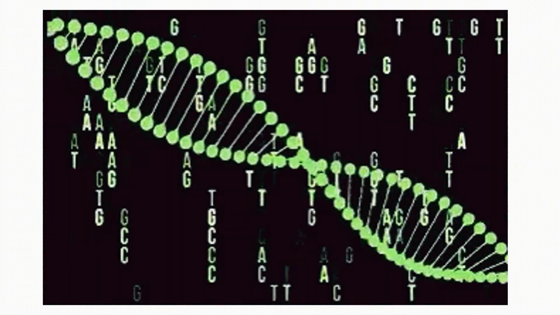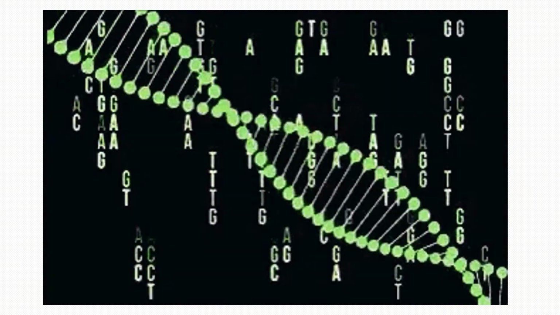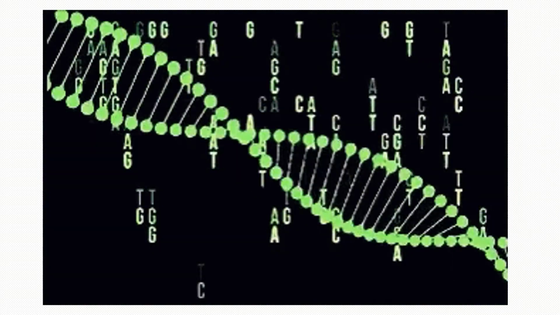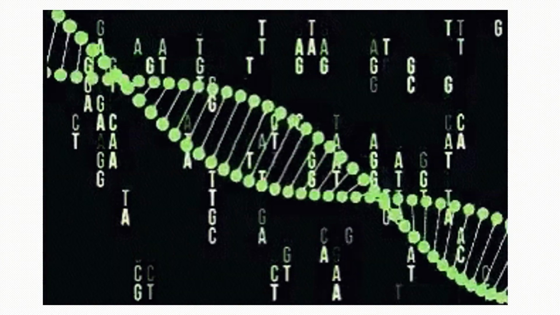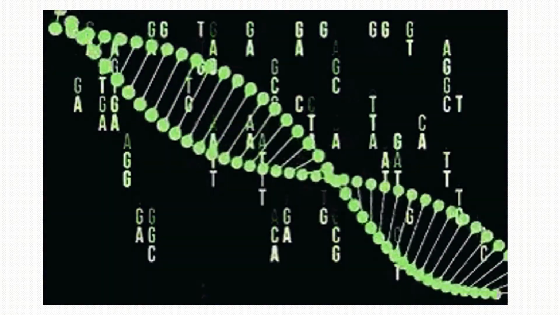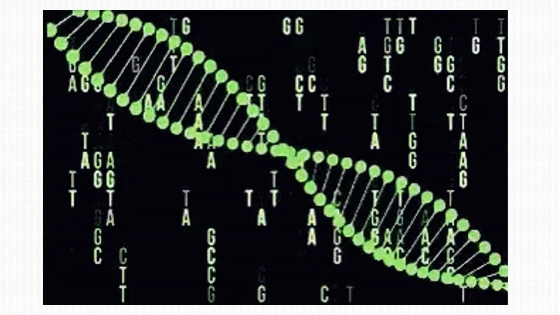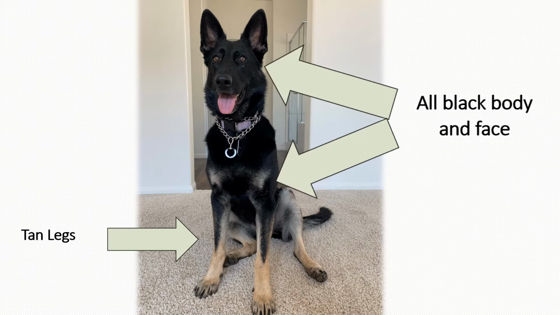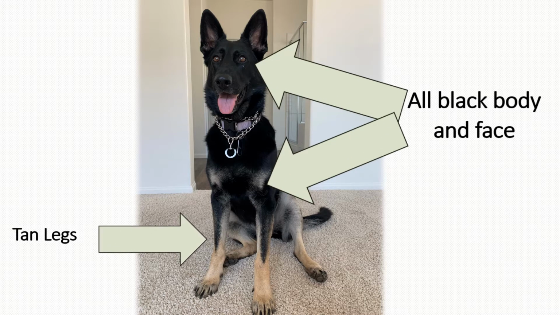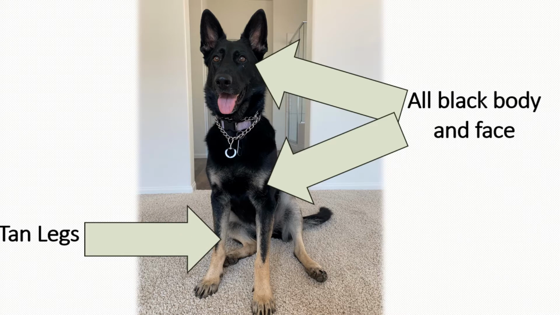Now, our genes are found encoded in our DNA, and they're like little instruction manuals that tell us all kinds of things about our body. And in this case, they will tell Sessa what color her fur will be. Now, if we want to try to figure out what color Sessa's parents were, let's first talk about Sessa. Now, she is a German Shepherd, as we talked about, but she is specifically a bicolored black Shepherd. We know this because she has an all-black body and face, and she has tan legs. Those are key characteristics of our bicolored black Shepherds.